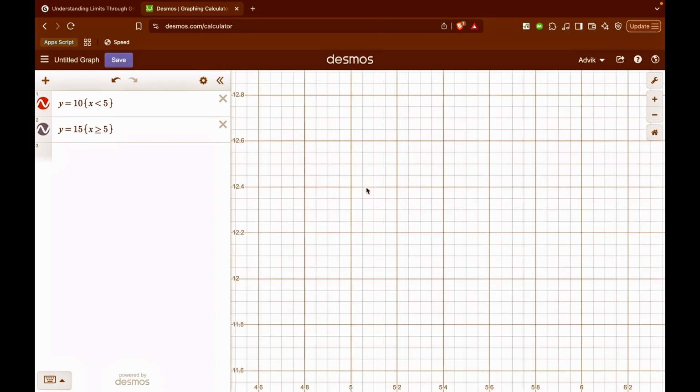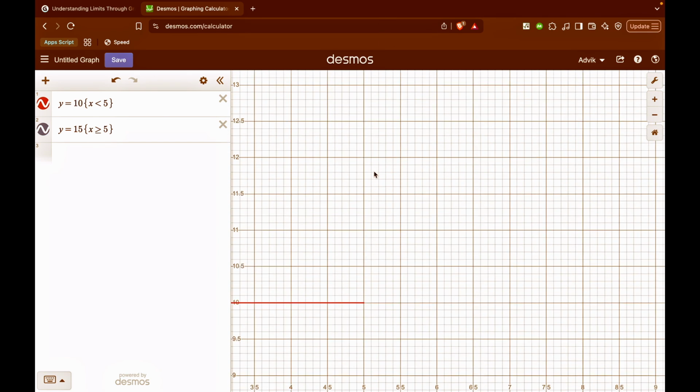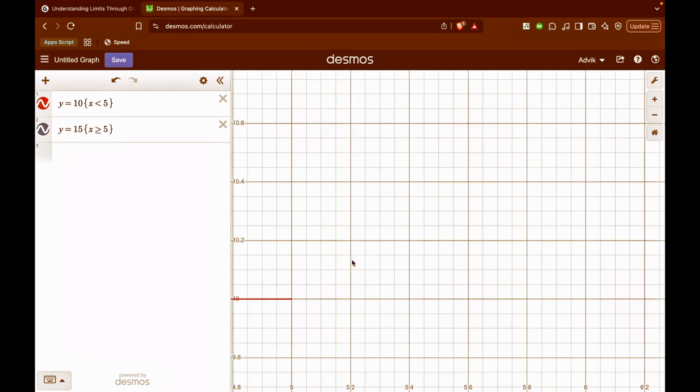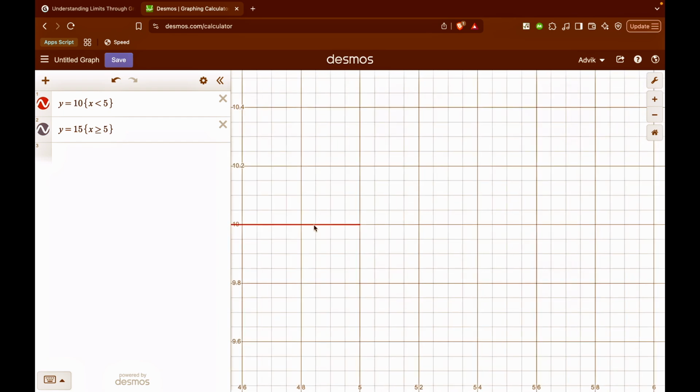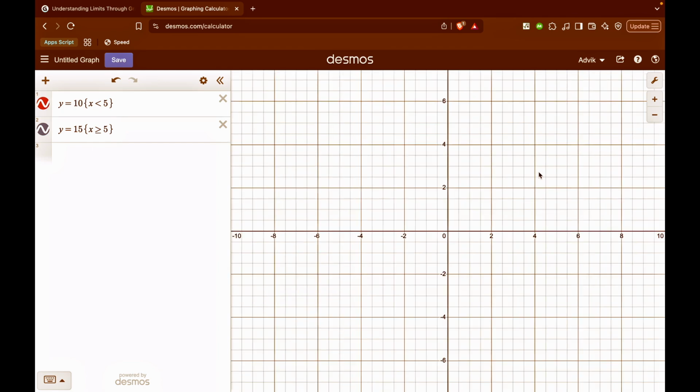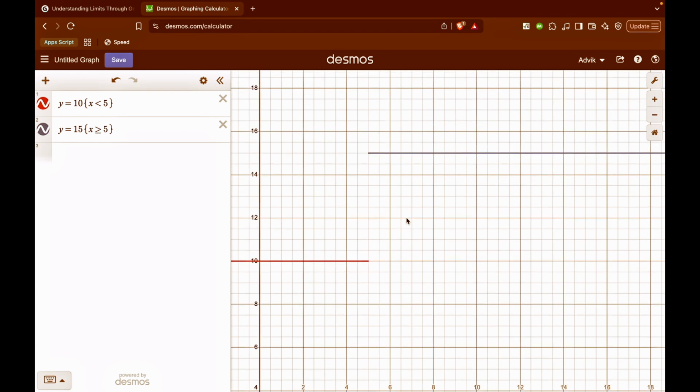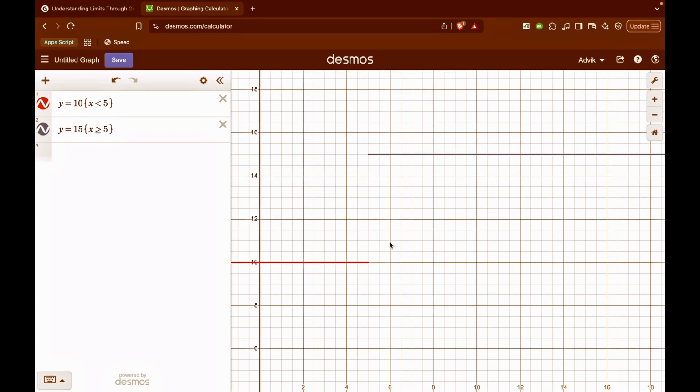Now, if we zoom in and look at the other one, we can find that if we're approaching from the left, if we have 5 over here, 4.85, then if we go more and more, we can go to 4.999, and as you can see, it's still approaching 10. So from the left-hand side, it's approaching 10, and from the right-hand side, it's approaching 15.